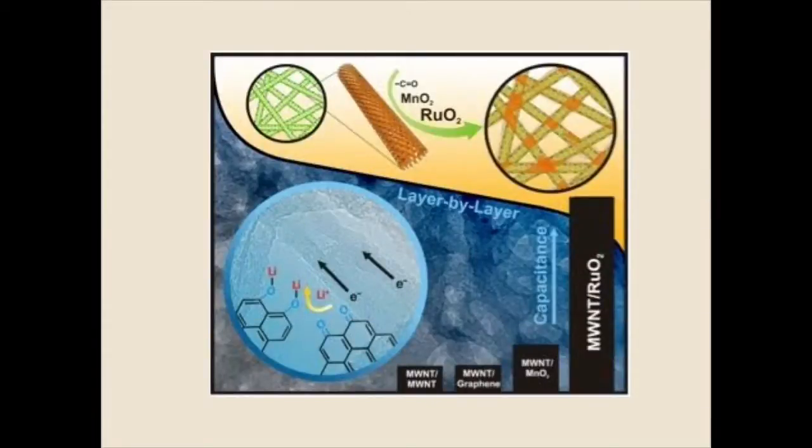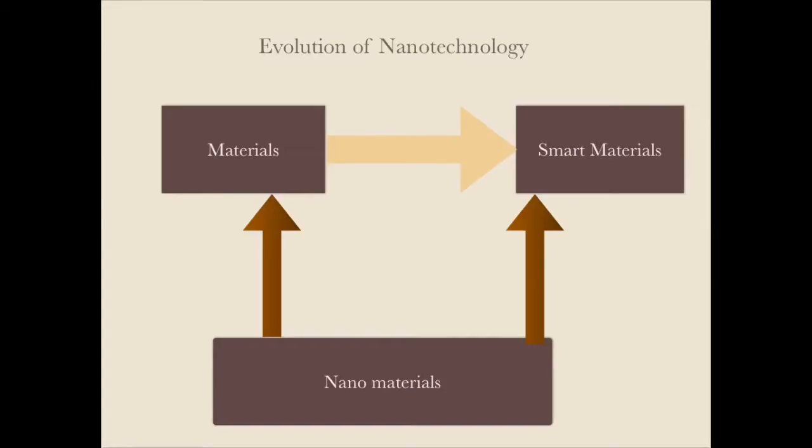This is to show the constituents of a nanomaterial and how the constituents are arranged in layer by layer formats. You could see the different types of nanomaterials being shown at the bottom. This block indicates how the development has gone from materials to smart materials and nanomaterials.